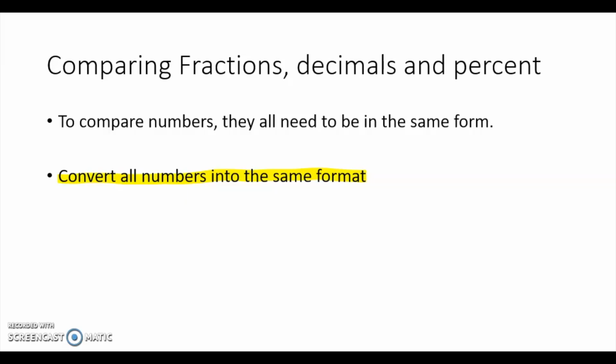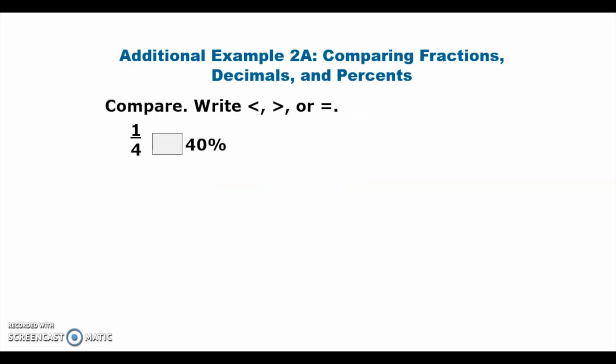Now, fractions are a little harder to compare because we would need a common denominator. So I'm going to encourage you to make them all percentages. It's much easier to compare them if they're all percents. So we're going to look at our first two, and we're going to compare 1/4 to 40%. Now, I know a lot of us maybe already know that 1/4 is 25%.